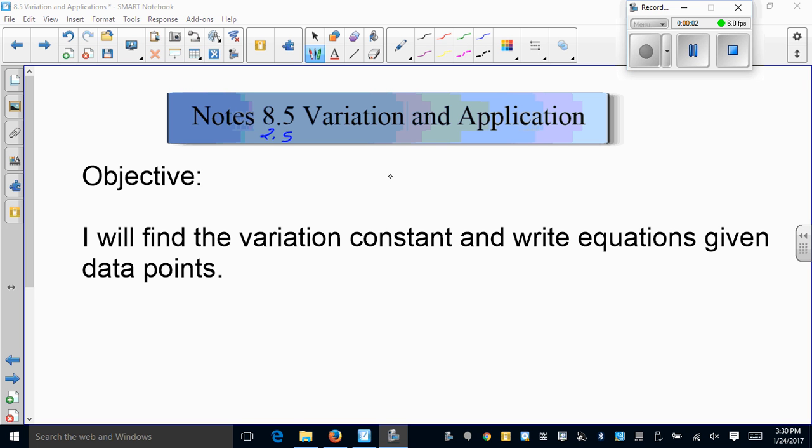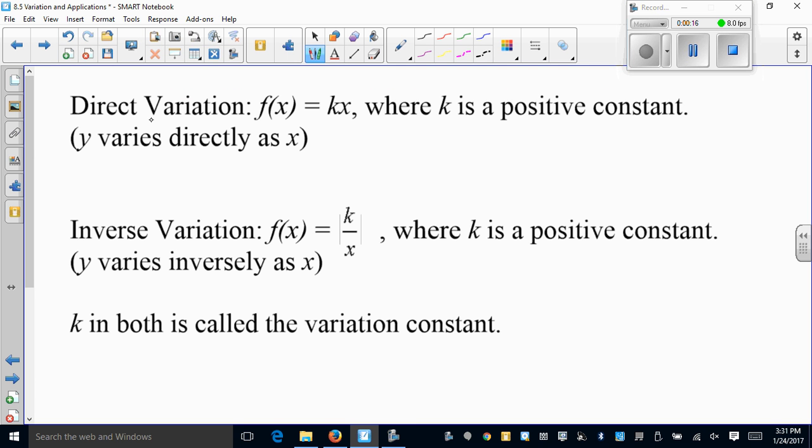Okay, so notes 8.5, variation application, or in the book is 2.5. Your objective: you'll find the variation constant and write equations given data points. So they'll give you some information and you can write an equation about it. Here we have direct variation, which is a multiplication problem. f(x) equals kx, where k is a positive constant.